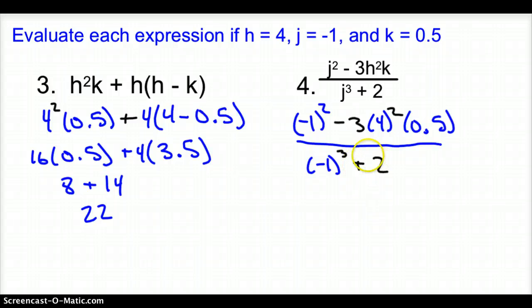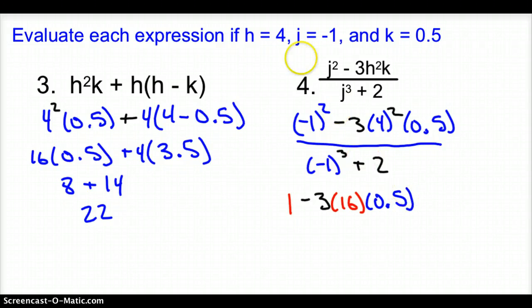All right, looks like there's a lot going on in this problem. Let's take it step by step. So what are we squaring here? Well, first of all, do we have parentheses? No, we do not have parentheses. Then we have exponents. Let's take care of our exponents. So now this turns into 1 because negative 1 squared is 1. And so then minus 3. 4 squared is 16. I'm bringing down that 0.5 and closing it up.